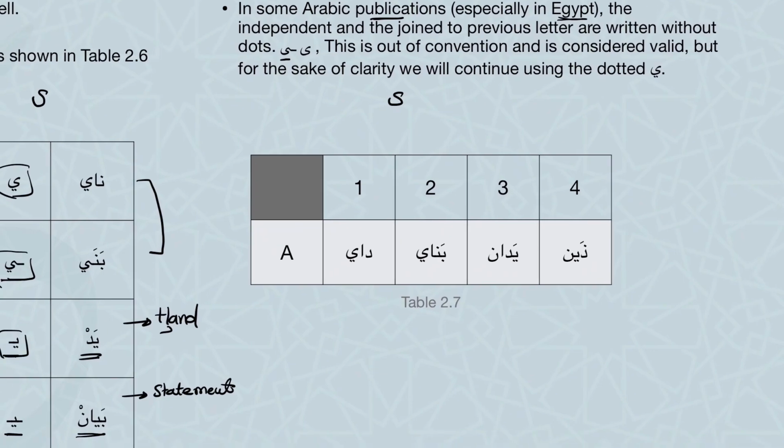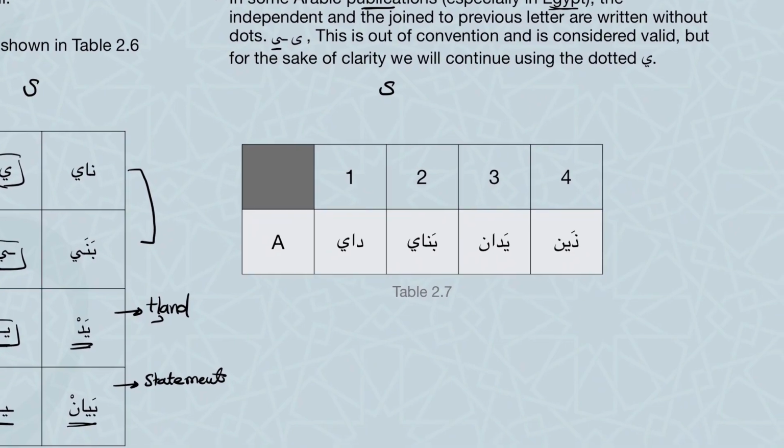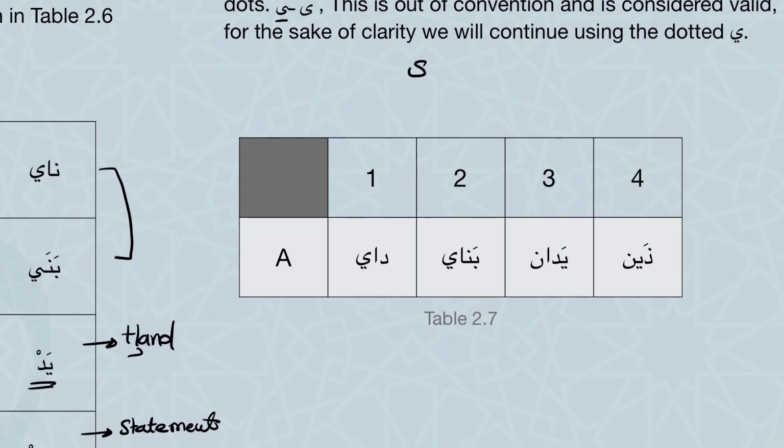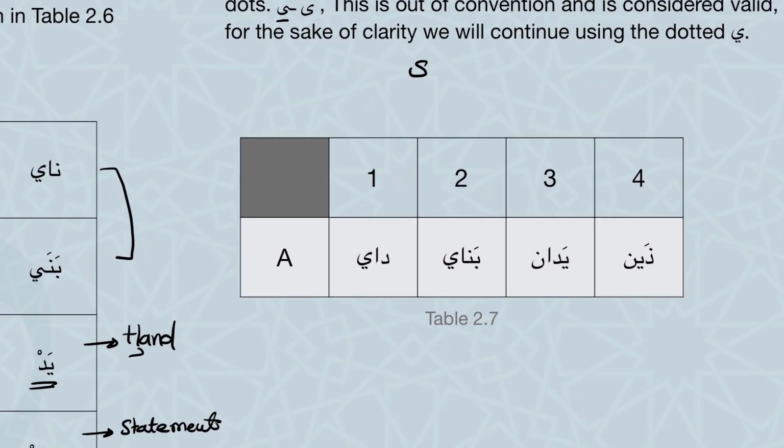So how would I write these? How would I read these? Let's start from 1 to 4. I know that the dal has a fatha because there's an alif, so I would pronounce this as dai, dai, dai, dai. We jump into number 2. There's a fatha on the ba, and there is nothing on the noon, but there's an alif, so it's a long ah sound. So banai, banai, banai.